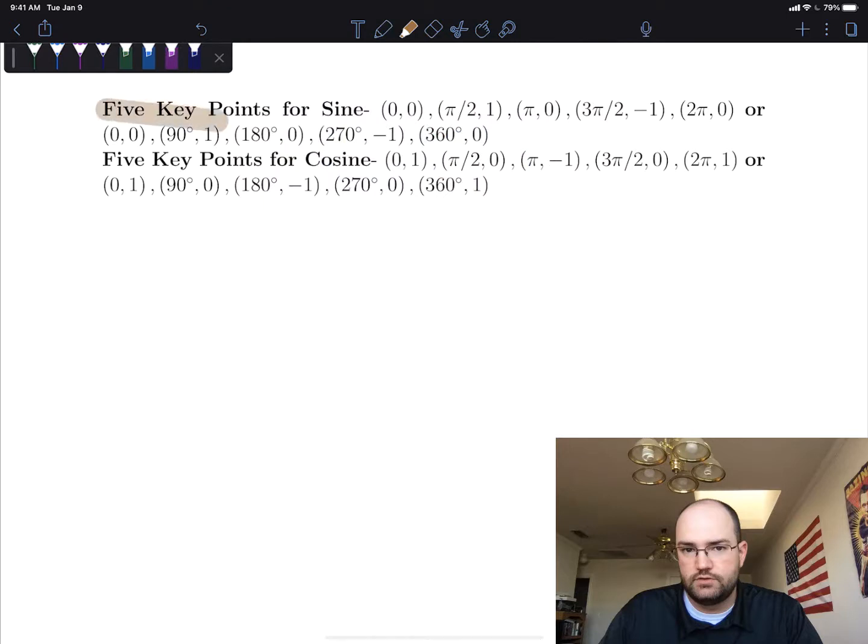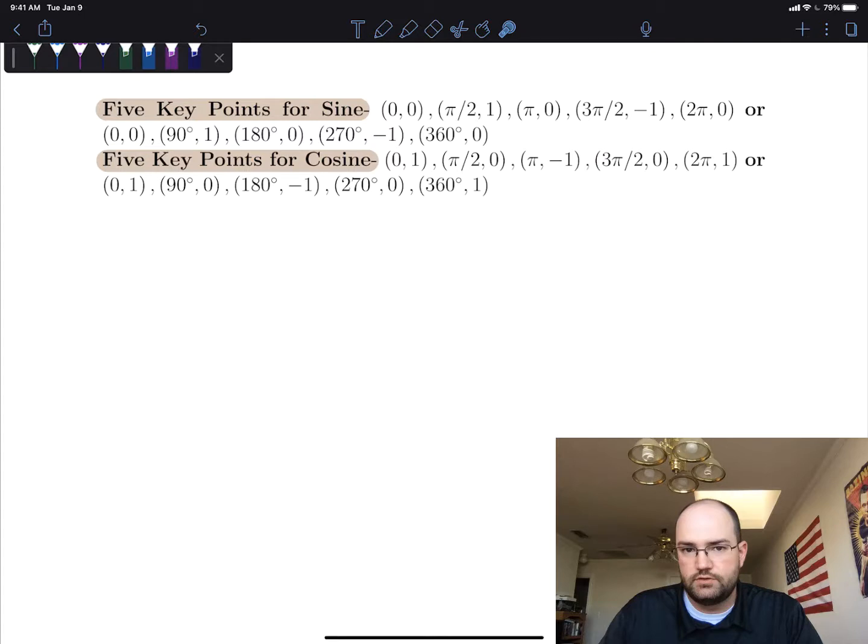Now, there are 5 key points for sine and cosine. For sine they are 0, 0; pi over 2, 1; pi, 0; 3 pi over 2, negative 1; 2 pi, 0, or their corresponding degrees. For cosine, 0, 1; pi over 2, 0; pi, negative 1; 3 pi over 2, 0; and 2 pi, 1. And their corresponding degrees. Now, here's the thing. Notice that the x's are the same for each one of these. It's the y values that are different.